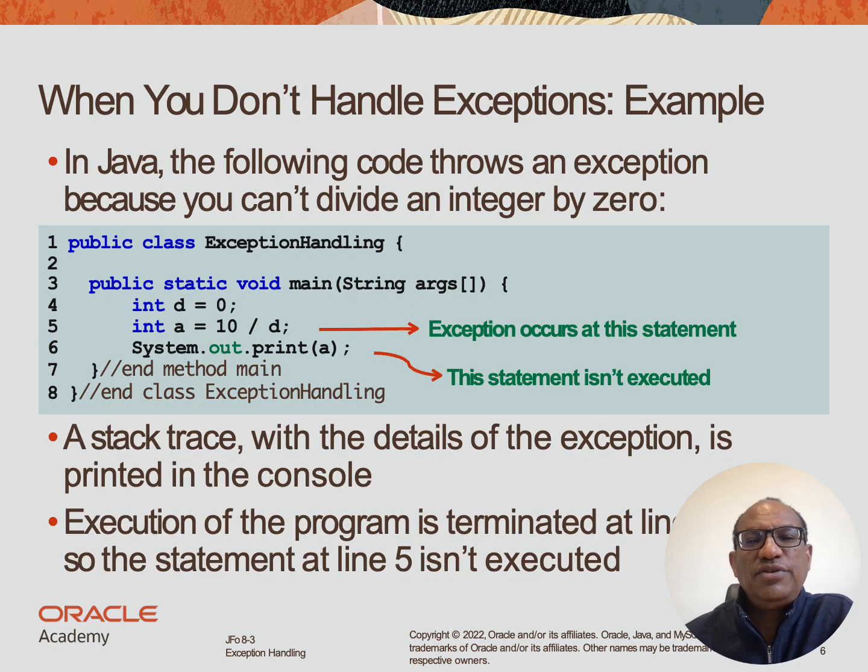In this example, the following stack trace is printed. Exception in thread main java.lang.ArithmeticException: / by 0 at com.example.exceptionhandling.main, ExceptionHandling.java:4. This throws an exception because you can't divide by 0. The program ends right there. Line 5 is skipped.